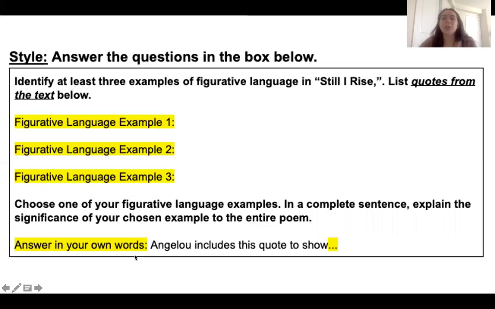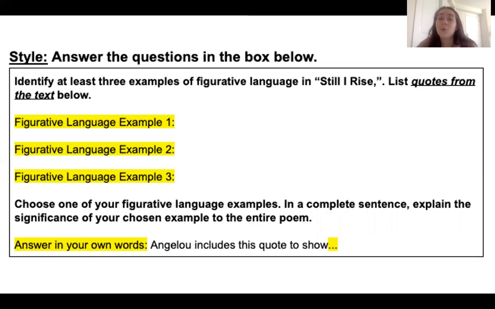All right, thank you so much for all of your hard work today. I know that we had a lot to do, and this was some challenging analysis, but I can't wait to see what you guys wrote because I know you did a really awesome job of coming up with all of this great analysis. And I really love this poem, Still I Rise. I hope you're enjoying it as much as I do.